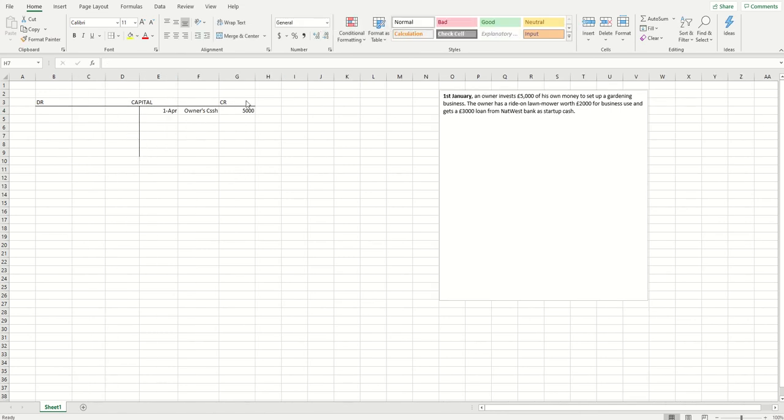First of all, why have we recorded it on the credit side? Well, we're recording everything from the perspective of the business, and from the perspective of the business, this £5,000 of the owner's money is actually a liability for the business. It's money that the business owes to the owner, so we record it as a credit. The same is true of the lawnmower, and we record that as a credit as well, of £2,000.